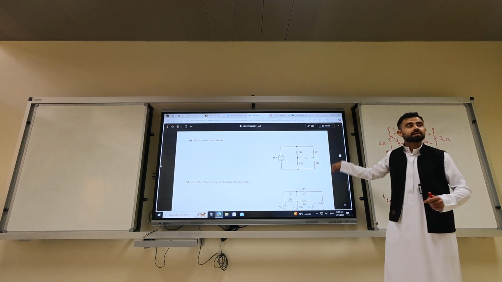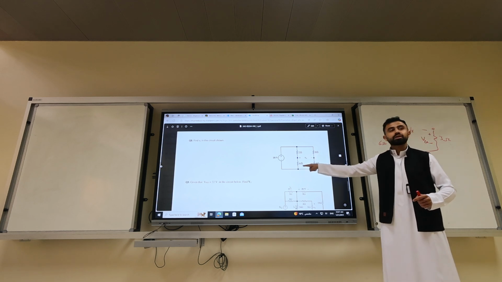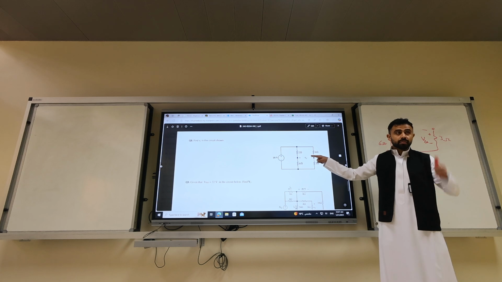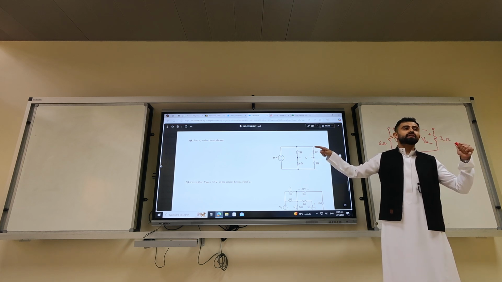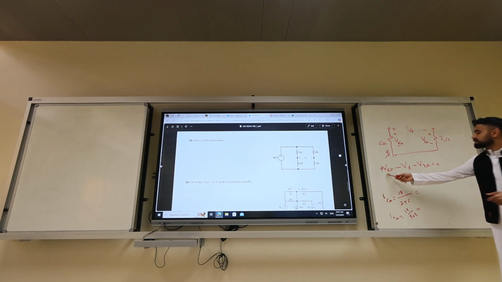18 over 9 plus 3. Then Vx, you do a KVL around half a loop. Remember when we did the open circuit example? We did a KVL around open circuit. This is the same thing. You can do a KVL around half a loop, and then you do this equation.